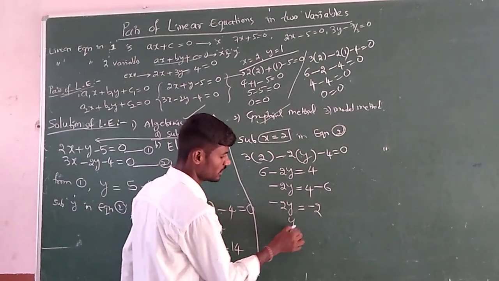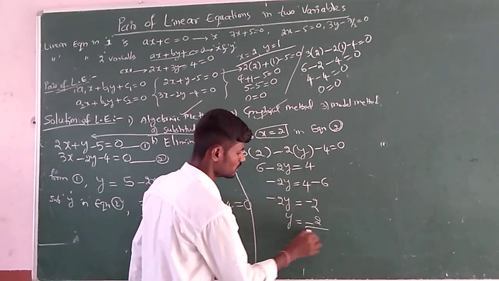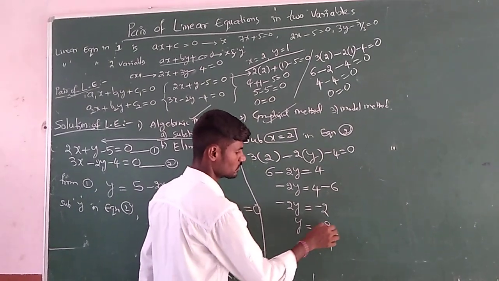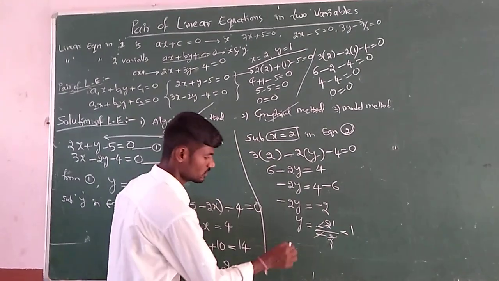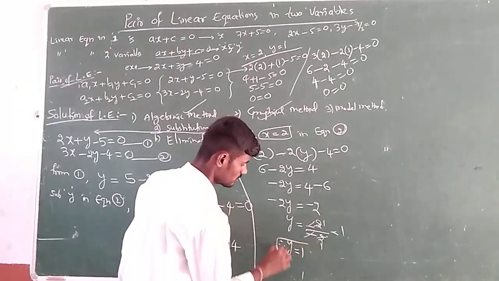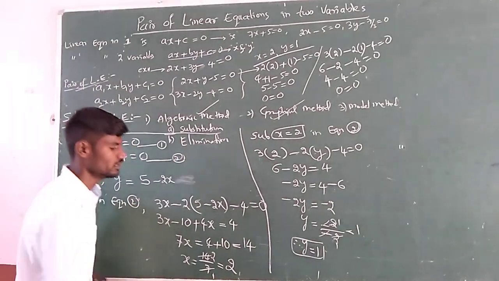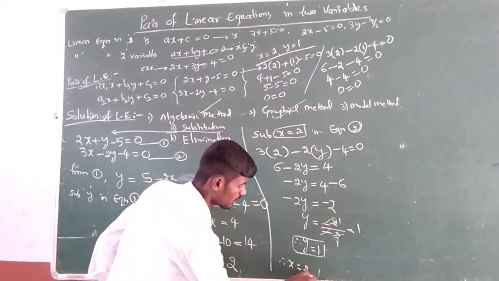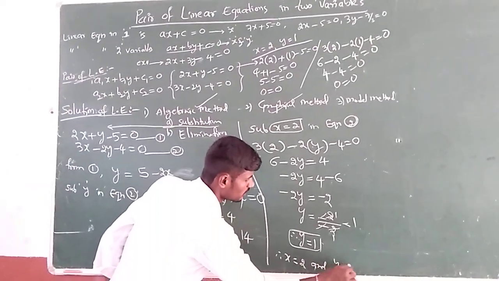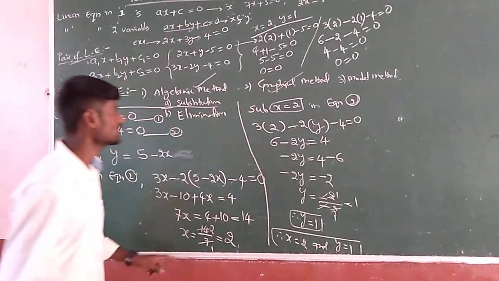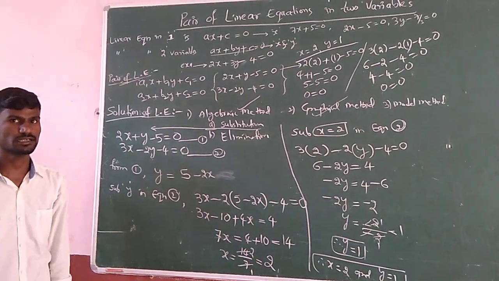Now we need to find only y. Y equals minus 2 divided by minus 2. Minus cancels, 2 cancels. So what will we get? 1. So therefore y equals 1. So finally we have got the solution: x equals 2 and y equals 1. This is the solution by the method of substitution.